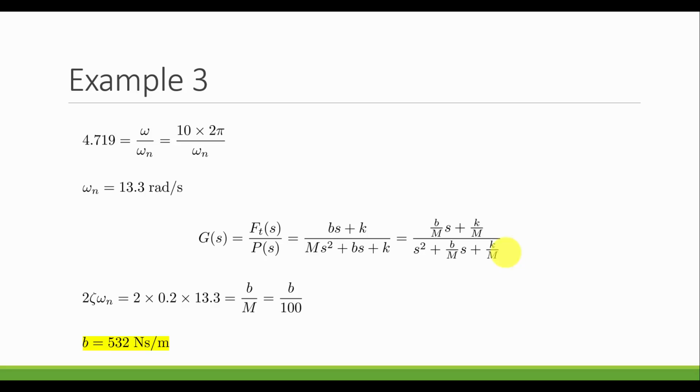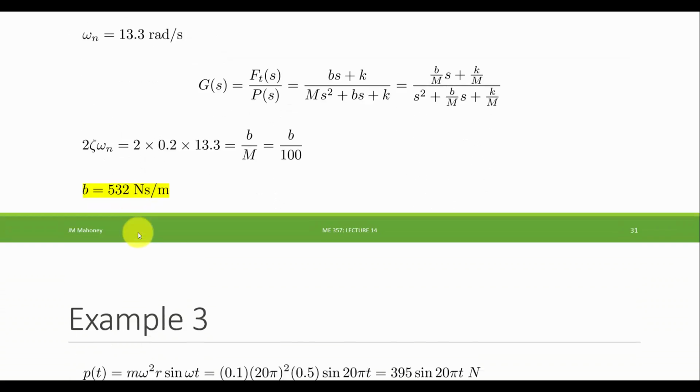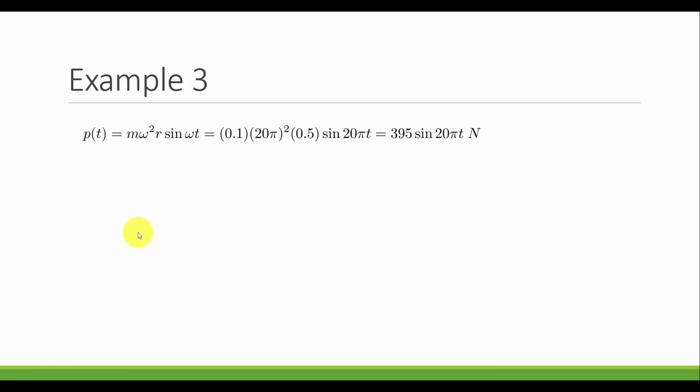So we have our k, we have our b. Now what we can do is make sure that our analysis gives us the correct results, and we'll do that through simulation. Up until this point, all I've seen is I'm using this capital P here, but now I can put in some specifics. So back to this P of t, I know the eccentric mass, I know the driving frequency, that 10 hertz or that 20 pi radians per second. I know the radius, that eccentricity is 0.5, and I can fill in all the details there. So the actual input force is going to be 395 sine 20 pi t. Really important here is that the amplitude is 395.